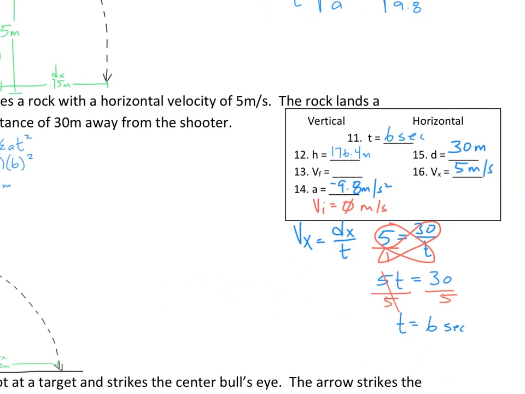Okay, and the last thing we need to find is the final velocity. How fast is it going right before it hits the ground downward? Okay, I know the initial velocity we said was 0. I know the time is 6. I know gravity is pulling it down.